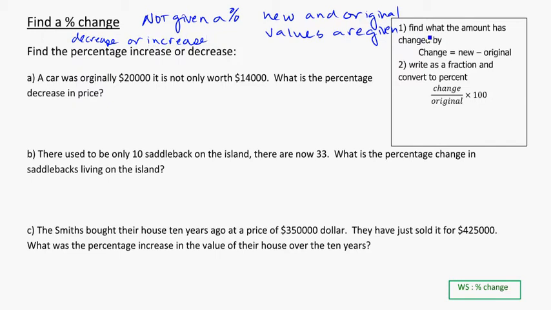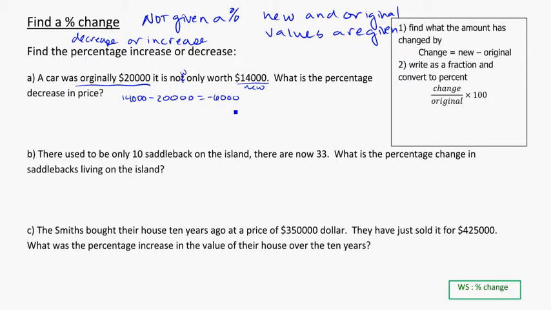So our first step is going to be to find out what the amount has changed by, and we can do that by just subtracting the two numbers, new minus the original. So a car was originally, my original number, $20,000. It is now only worth $14,000. So this is the new, and that's the original. So new minus original, that gets me negative $6,000. And it is a negative because it's telling me it's decreasing. But we can kind of ignore that if you want.